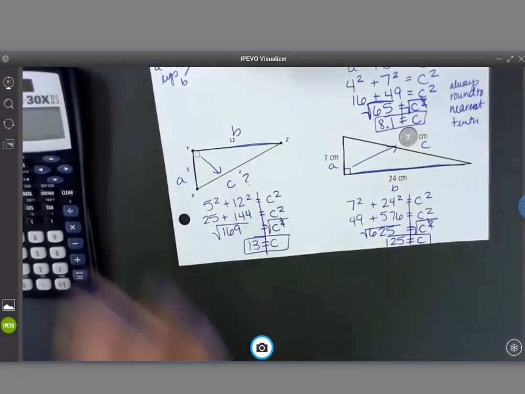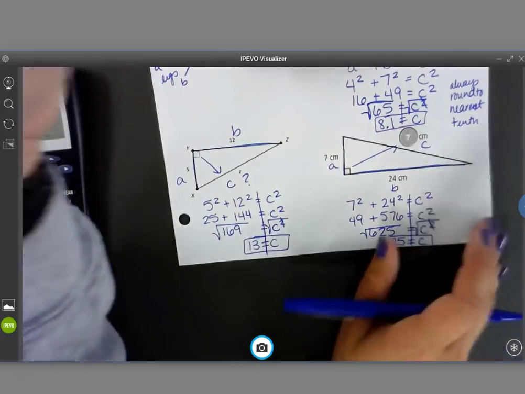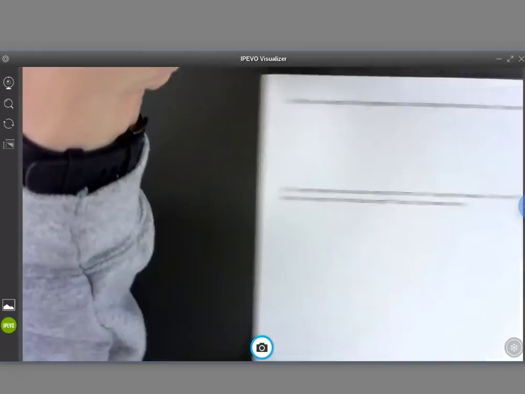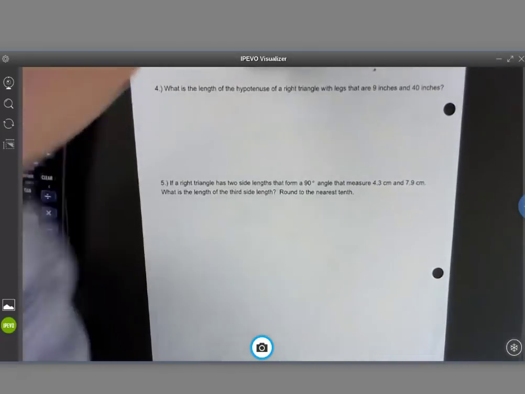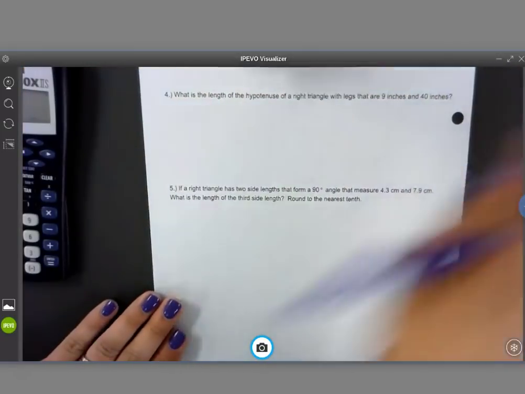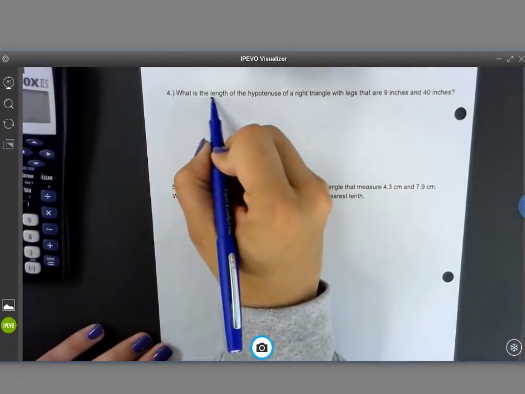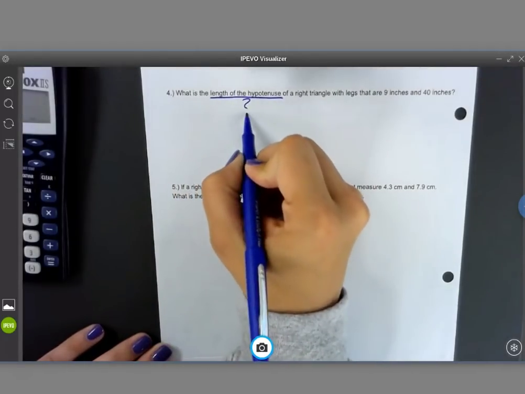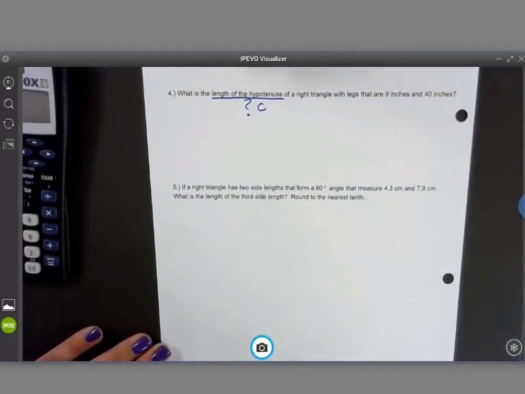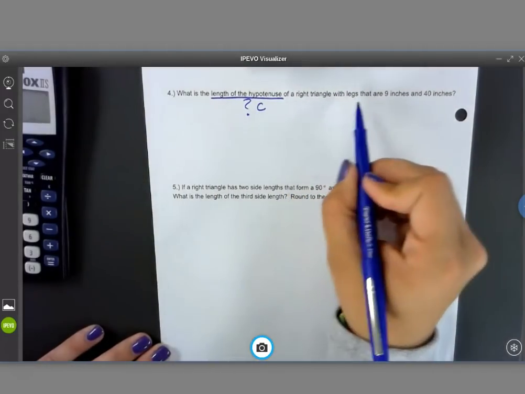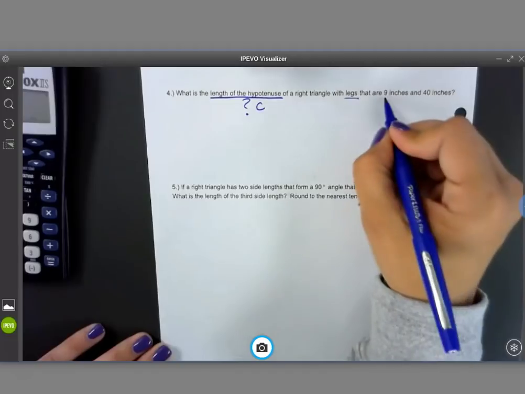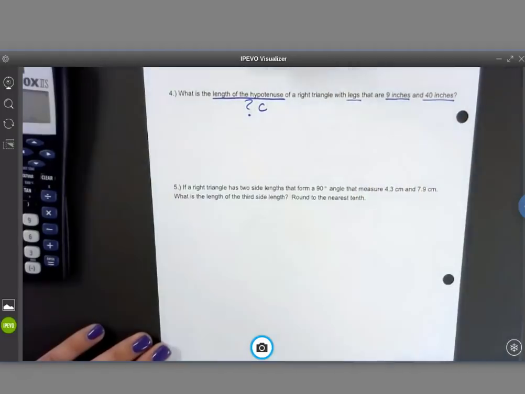If that was too fast for you, feel free to go back and pause it, rewatch any of those examples. We have 2 more examples that are pretty simple. You just need to draw yourself a picture for them. So it says, what is the length of the hypotenuse? So they're already telling us we don't know the C value. Of a right triangle with legs that are 9 inches and 40 inches.